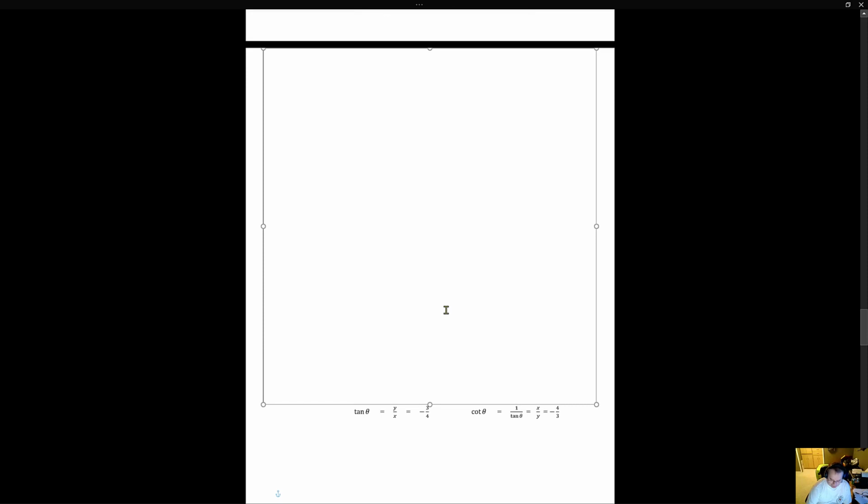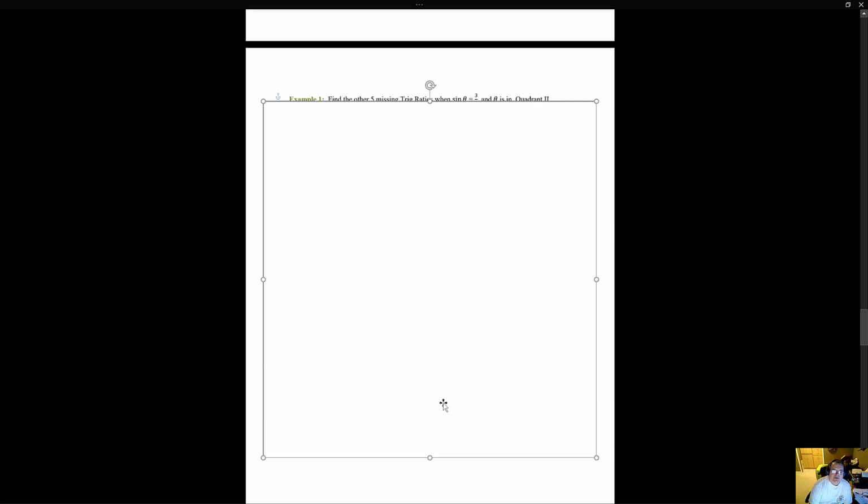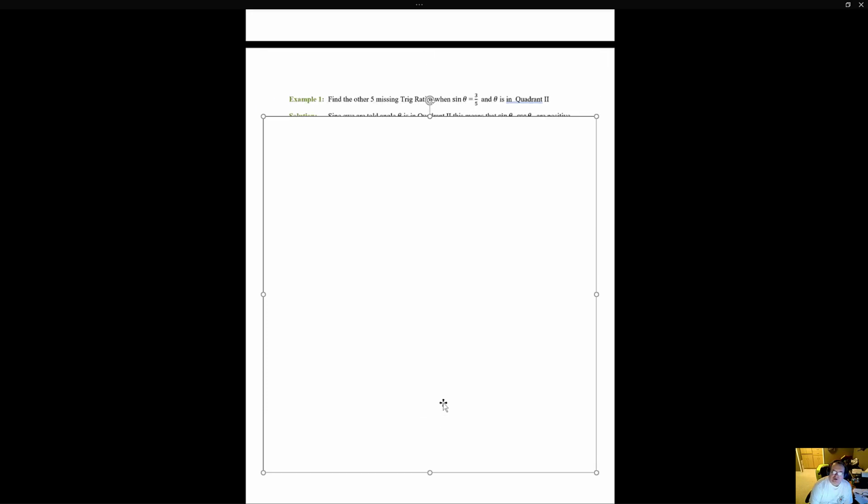So the first example I'm going to look at is coming up. Here we go. Find the other 5 missing trig ratios when you're told that the sine of theta is 3/5 and that theta is in the second quadrant. Okay, since we're told the angle theta is in the second quadrant, that means the sine and its reciprocal cosecant of theta are positive, and the other 4 trig ratios are therefore negative.